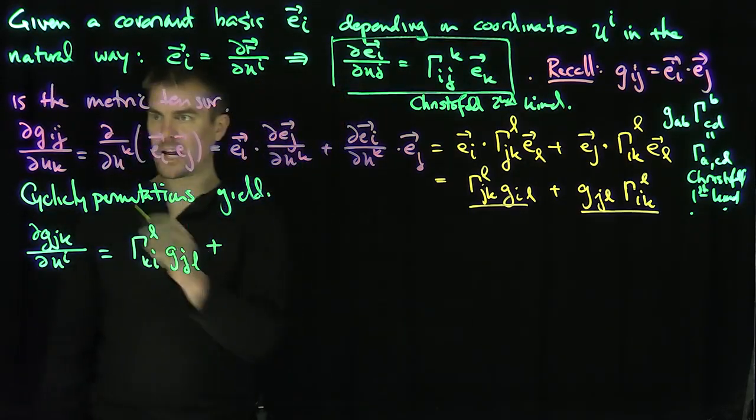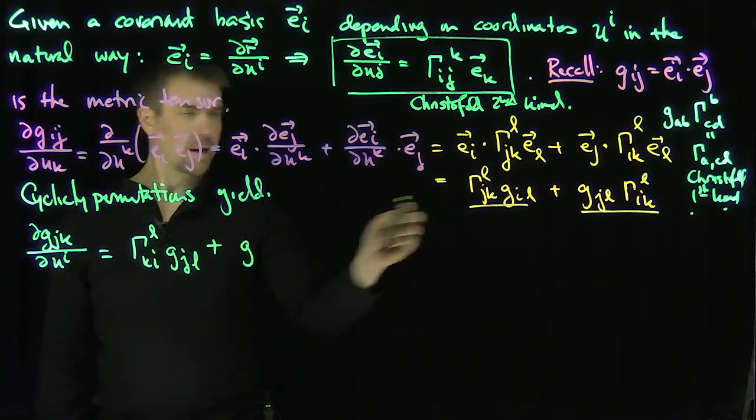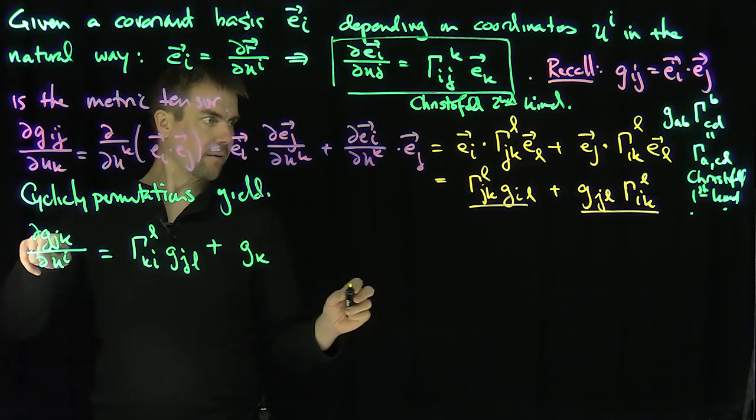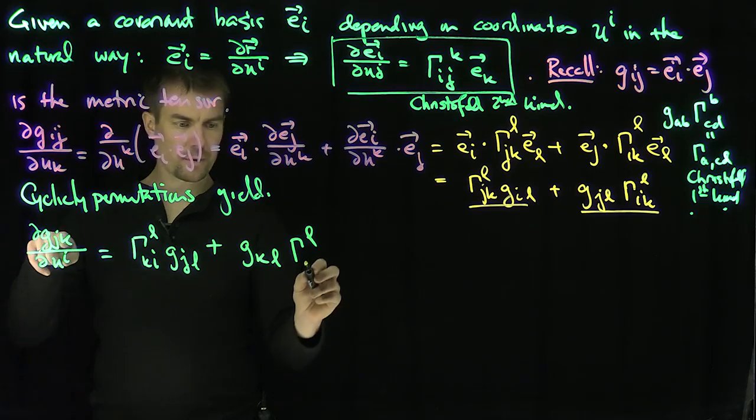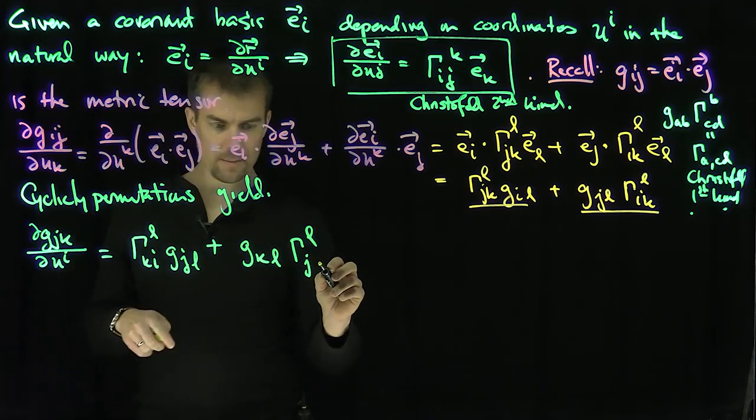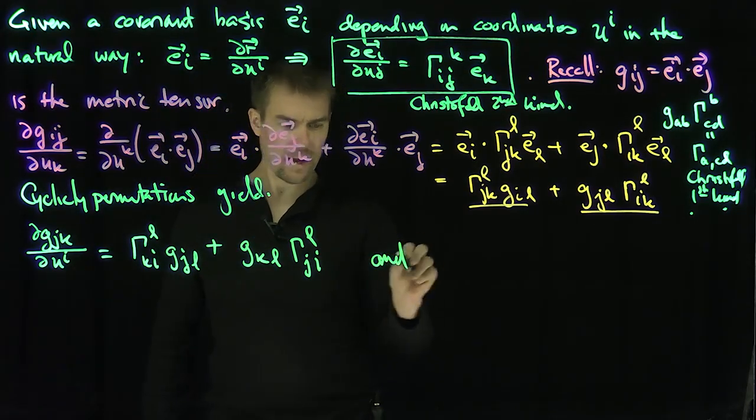And then over here, the j gets replaced with k, so that's going to be a g, k, l. And then I have a gamma, l, and then an i, which gets replaced with a j over here. And then I have a k, which gets replaced with an i, so gamma_ji^l.